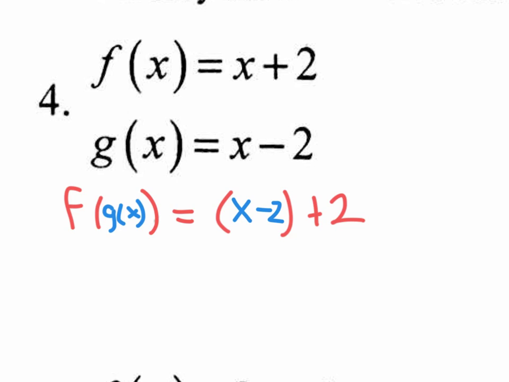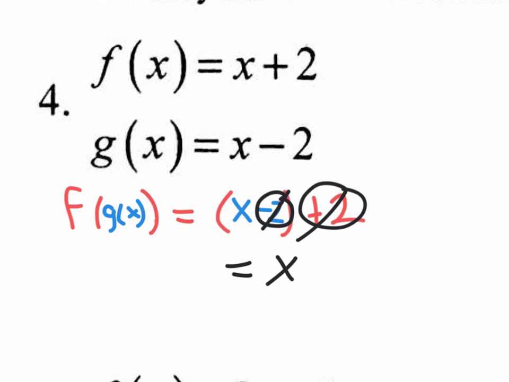Yes, they are. Why? Because the -2 and the +2 cancel out, which just leaves you with x. So far so good. When I plug in g of x into my f of x function, I just get x. All I need to do now is do the other way around. Plug in my f of x inside my g of x.